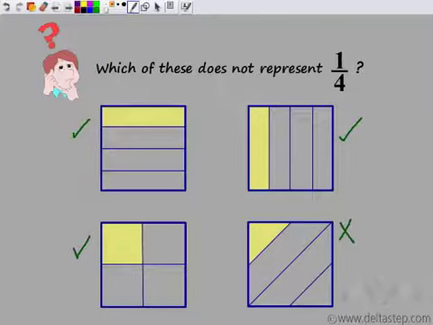This means 1 by 4 means that the diagram, this entire unit 1 should be divided into 4 equal parts. But this is not divided into 4 equal parts, hence is not 1 by 4.